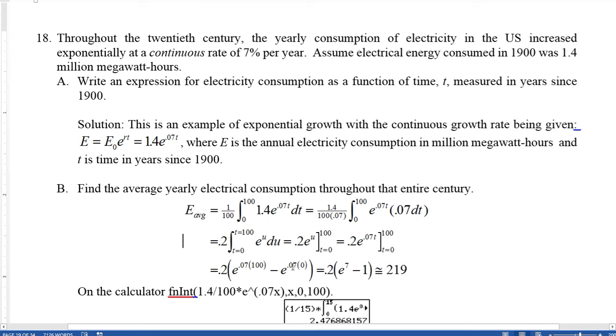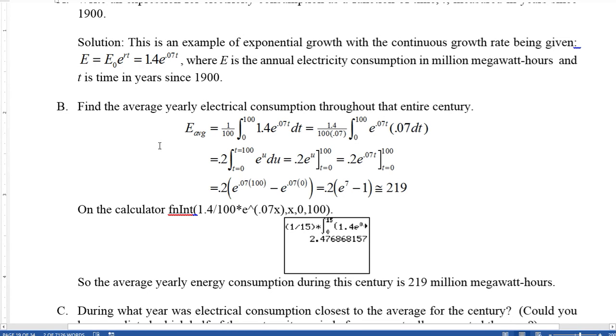0.07 times 0 is 0, e to the 0 is 1, so that's where the minus 1 comes from. 100 times 0.07 is just 7. So what we get is 0.2 times parentheses e to the 7th minus 1, or in other words, approximately 219. And the units are the units of whatever E is, and that's million megawatt hours.